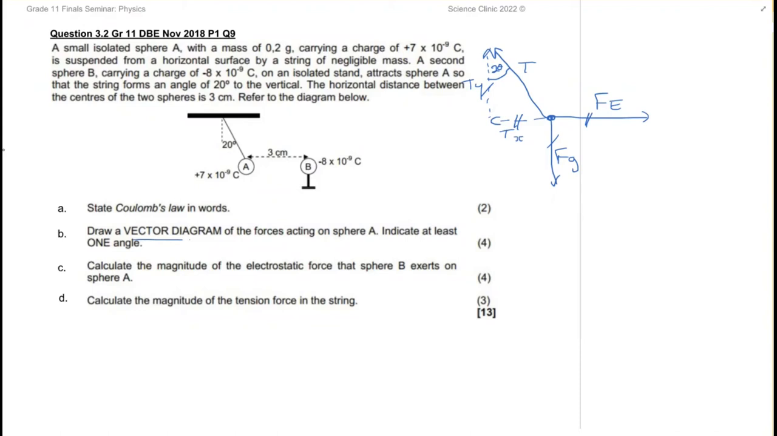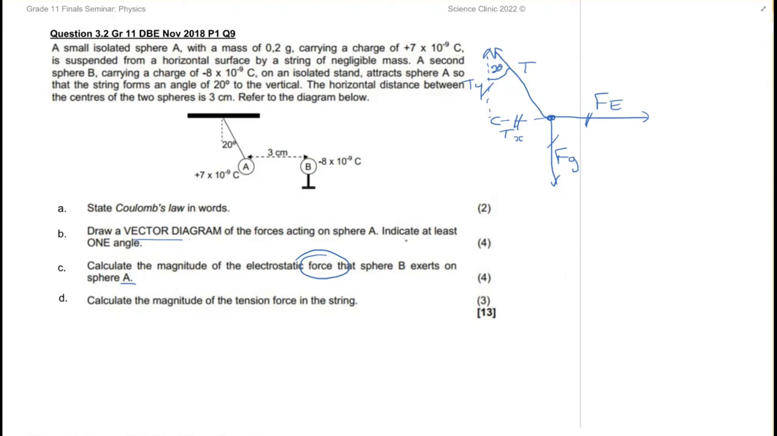Calculate the magnitude of the electrostatic force, highlight that word, that sphere B exerts on sphere A. The focus here is on A. So let's just think about that force quickly. The force is the same on each sphere because it's a Newton's third law force pair. So A experiences the same force as B, but they experience that force in two different directions.